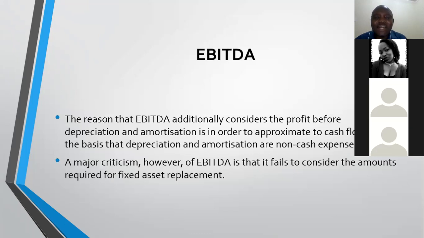So the reason EBITDA considers the profit before depreciation and amortization is in order to approximate cash flow, on the basis that depreciation and amortization are non-cash expenses. A major criticism, however, of EBITDA is that it fails to consider the amounts required for fixed asset replacement. But when you're coming up with ratios, you can come up with a ratio such as EBITDA less CapEx divided by your debt payment plus your interest charges. You get what they call the debt service coverage ratio, which the lenders look at.